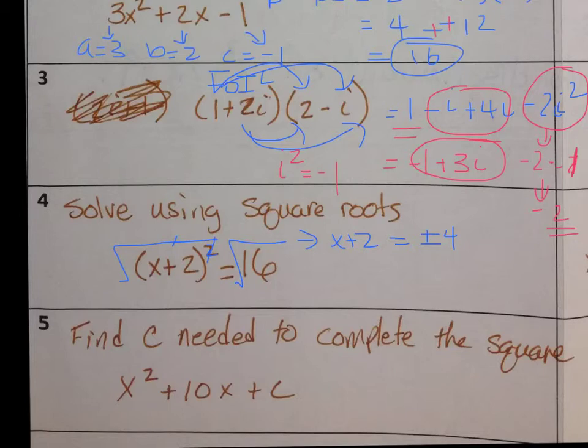Now, at this point, x isn't by itself. I have to subtract 2 from both sides, and so I end up with x equals negative 2 plus or minus 4. But at this point, I can go further because I know how to combine 2 and 4. So I have negative 2 plus 4, which gives me one answer of 2, and I have negative 2 minus 4, which gives me negative 6. So 2 and negative 6 are my two answers. Negative 2 plus 4, and then negative 2 minus 4.